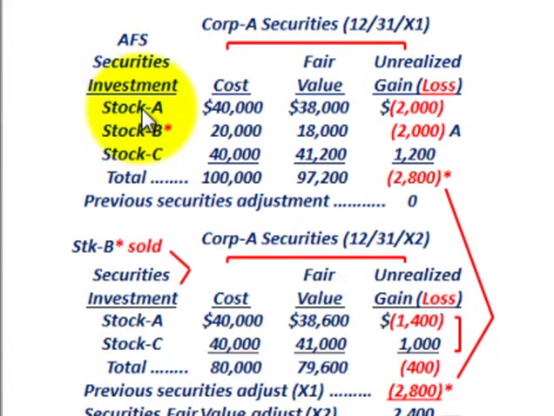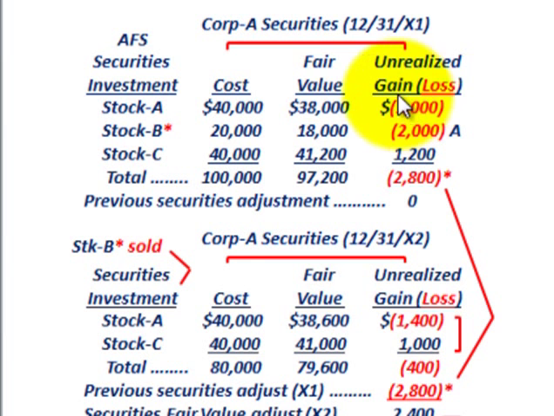We're going to have 3 securities, stocks A, B, and C, and we have to determine the unrealized gains and losses on these stocks. But what we're going to concentrate on is stock B, because stock B is going to be sold and it's not going to be included in the second year that we're looking at for these available for sale securities when we make our calculations.